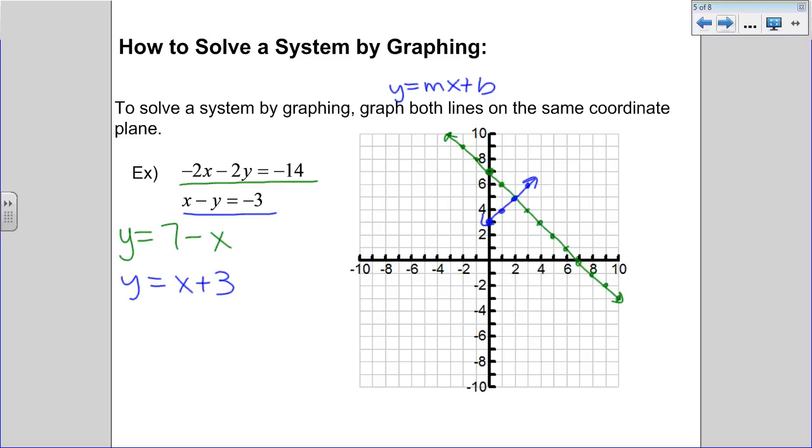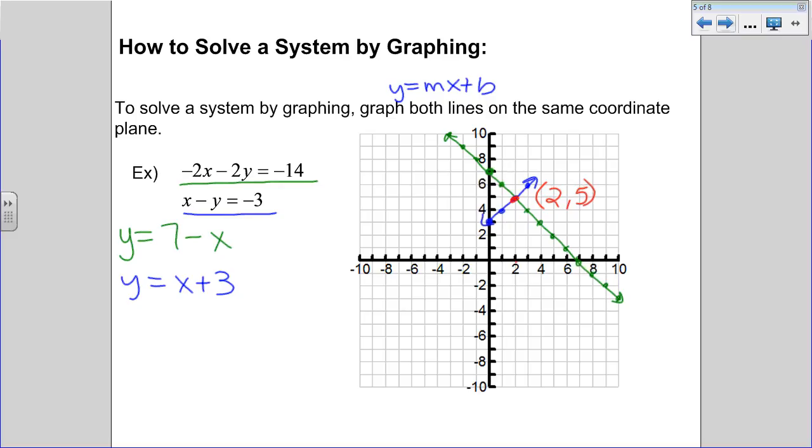So we find this point of intersection. I need to name that ordered pair. It hits the x-axis at 2. It hits the y-axis at 5. So my solution is (2, 5). So really, Kenny?